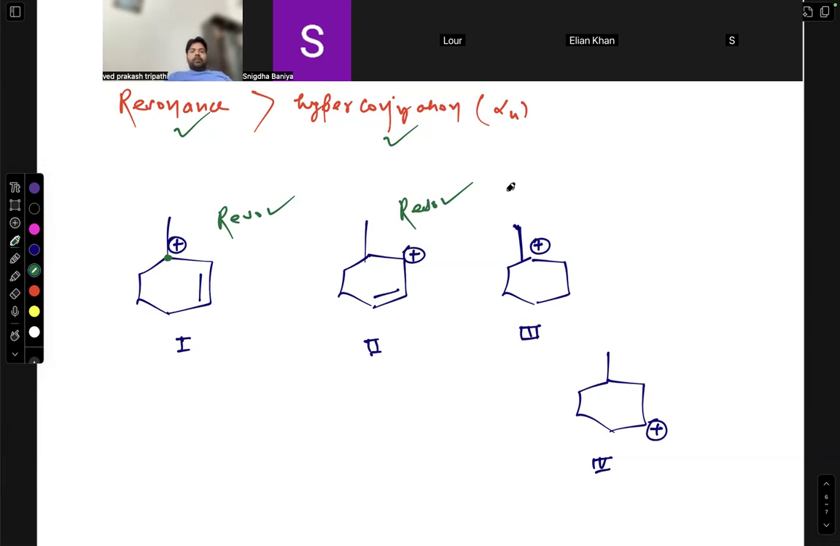Okay, perfect. There is no resonance in the third. There is no resonance in the fourth. So one thing is very clear: first and second have higher stability than third and fourth. Okay, now find the alpha H. How many alpha H in the first one? And I said do not count the double bond hydrogen. How many alpha H?